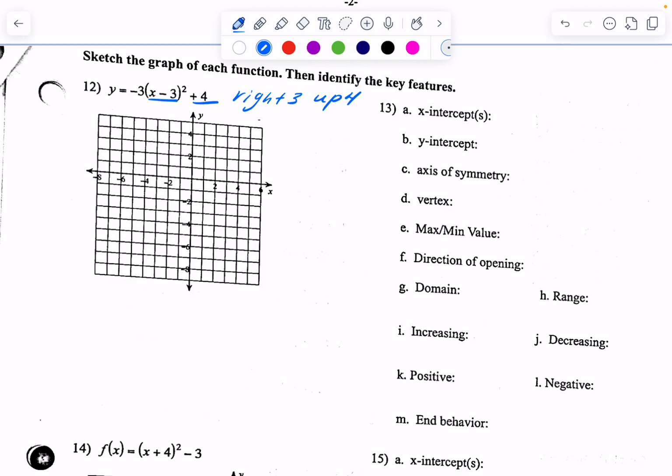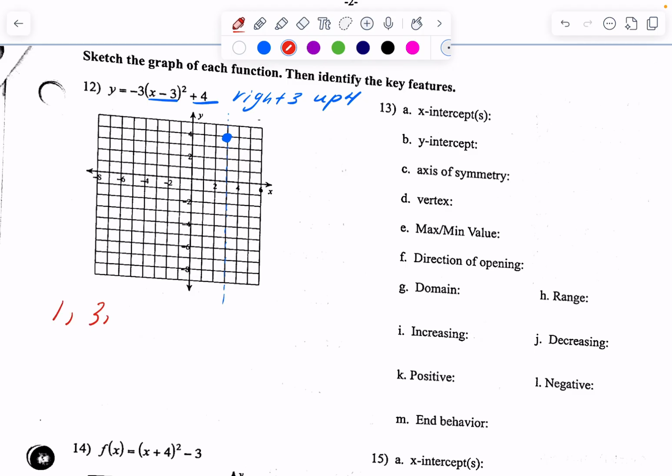So right 1, 2, 3, up 1, 2, 3, 4. We can do the rest of this many different ways. From here, since this is our vertex, it's also our axis of symmetry. Now, if you want to find x-intercepts, you can. If you want to do the 1, 3, 5, 7 rule, you can. It just depends on the problem.